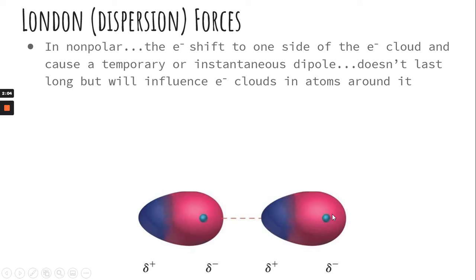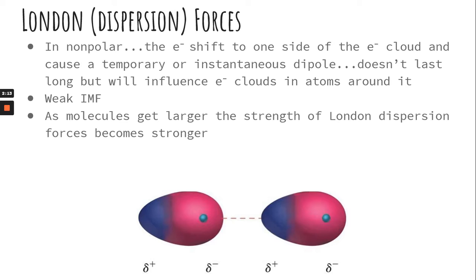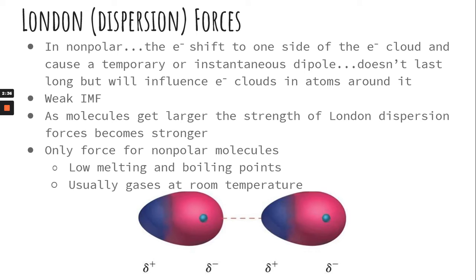London dispersion is our weakest intermolecular force. As molecules get larger, the strength of the London dispersion force becomes stronger. So iodine has a stronger intermolecular force than fluorine does. They both are London dispersion forces, but because iodine is larger, that force of attraction is stronger, which explains why iodine is a solid at room temperature where fluorine is a gas. So that's the only force of attraction for nonpolar molecules, and our nonpolar molecules then have low melting and boiling points and are usually gases at room temperature.